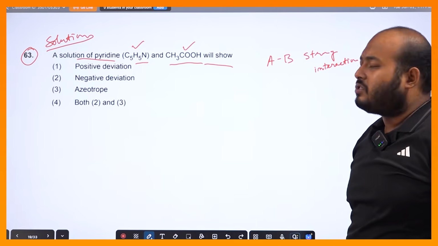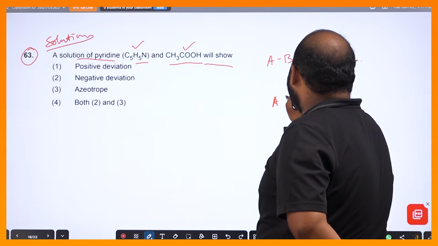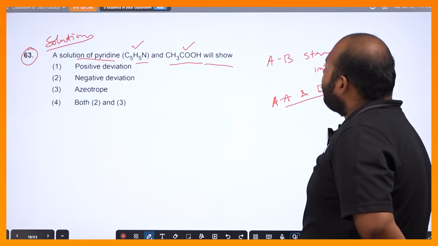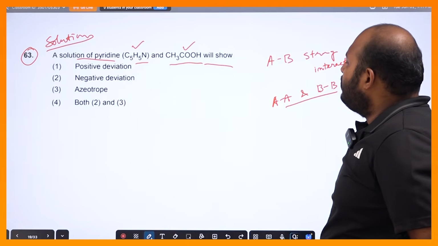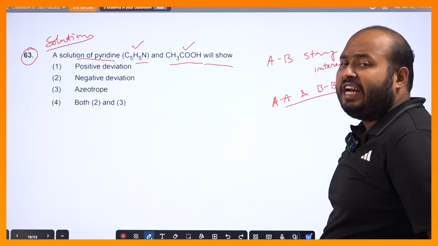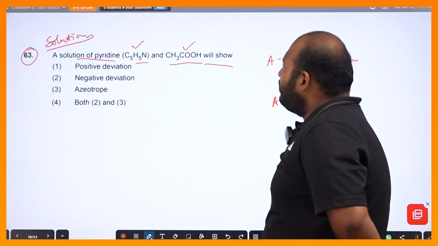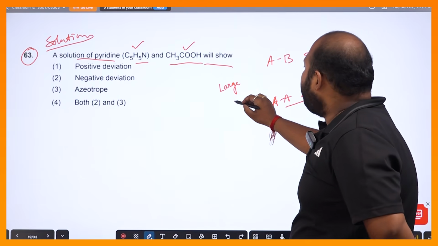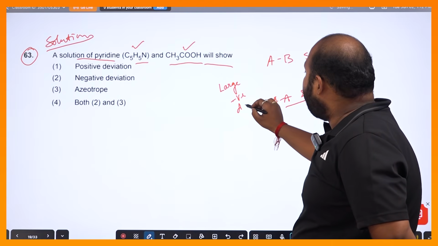AB interaction is very strong compared to AA and BB. So AB interaction is strong. So there will be a large amount of negative deviation followed here. So large negative deviation.